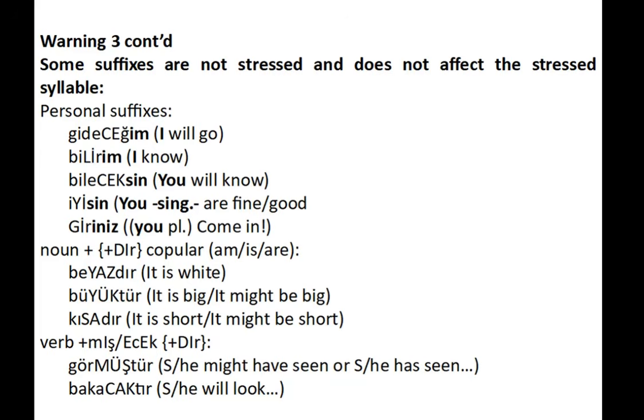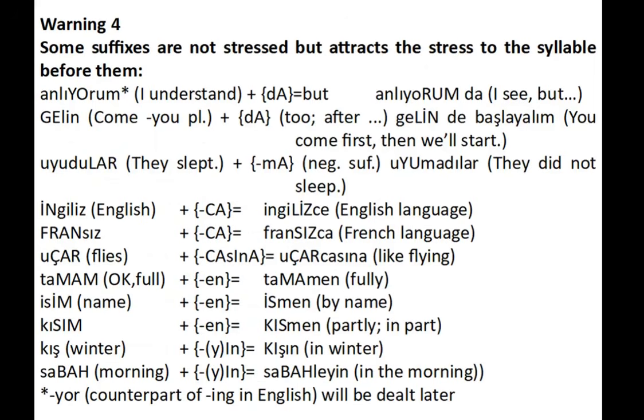Verb plus mış or ecek or dir. We don't change the stress here. Görmüş, görmüştür. Bakacak, bakacaktır. Some suffixes are not stressed, however, they attract the stress to the syllable before them. For example, anlıyorum da, anlıyorum da. Gelin, gelin de.